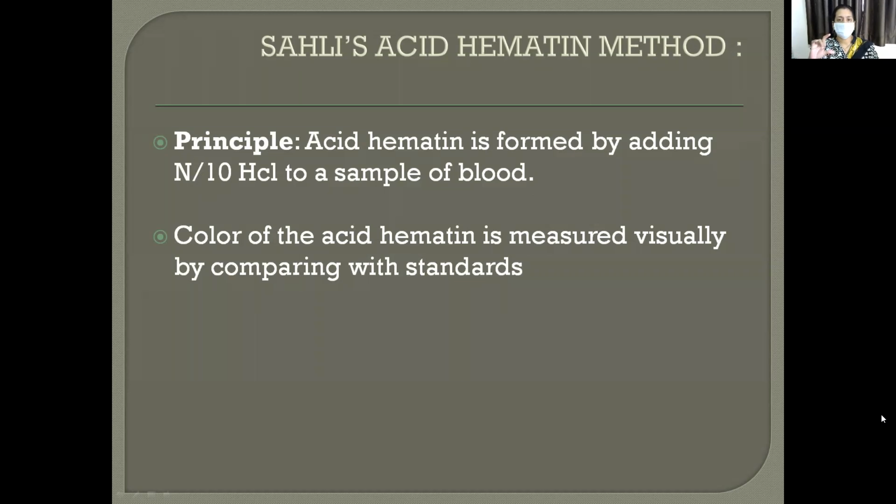The color of the acid hematin is measured visually by comparing with the standard which is given in the Sahli's hematin method. You have these components, right? In that you get this comparator. So you should always remember, whenever you do an experiment, you have to remember the principle. Okay, formation of acid hematin by N/10 HCl added to a sample of blood. That should be your answer, right?